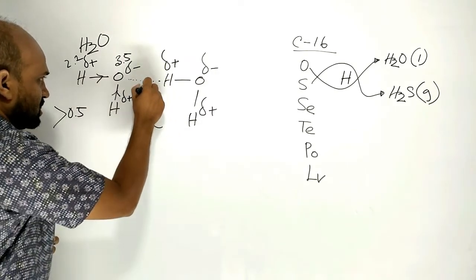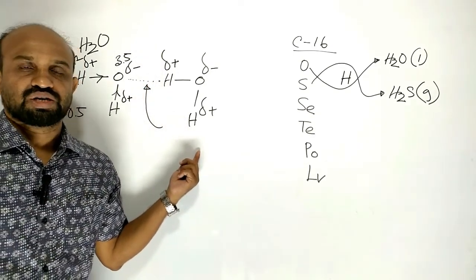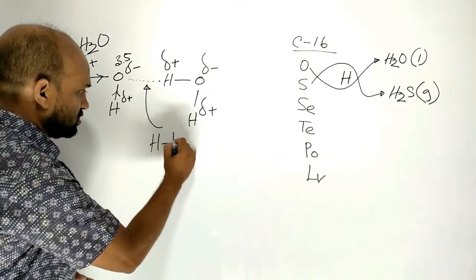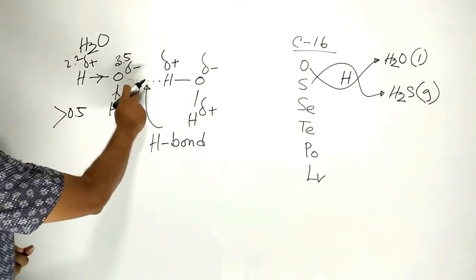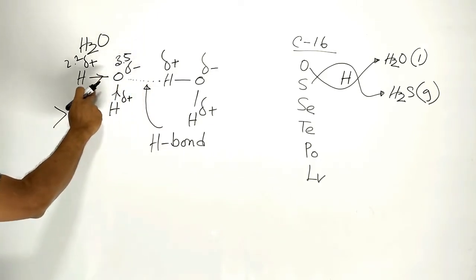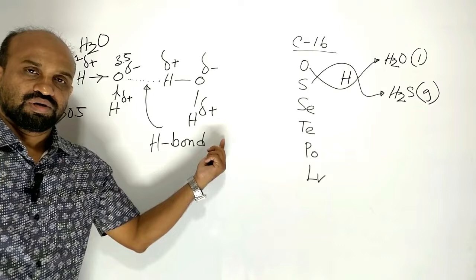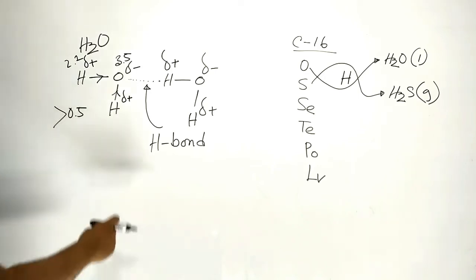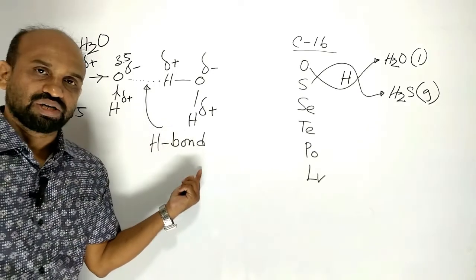So this is the attraction force, which is known as electrostatic attraction force. This is also called hydrogen bond. Definition of hydrogen bond: a kind of attraction force between one electronegative atom of one molecule and hydrogen of another molecule. Then the attraction force created is called hydrogen bond. So in hydrogen oxide molecules, hydrogen bond is created.